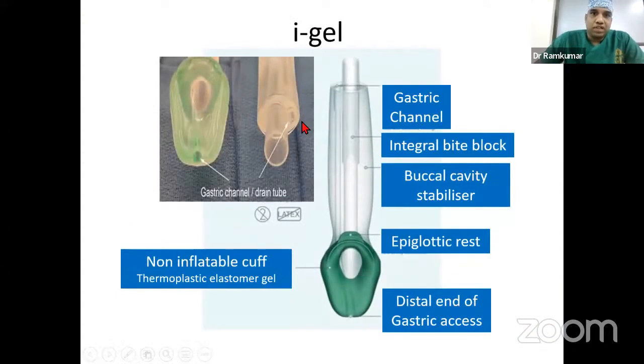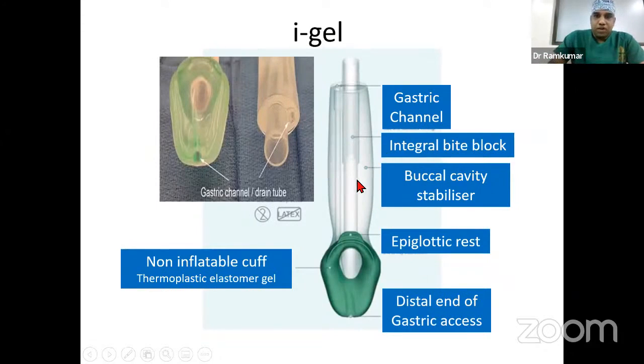Coming to other important devices, the important innovation is the i-gel. i-gel is a preformed second generation device invented by Muhammed Nasir, who is from the UK and is a Pakistani. It is an excellent device because it is a cuffless mask. It is made up of a gel, and it has an airway tube with a bite block in it, and the upper end of the airway tube can be connected. It has a 15 millimeter connector, a bite block and a buccal cavity stabilizer.